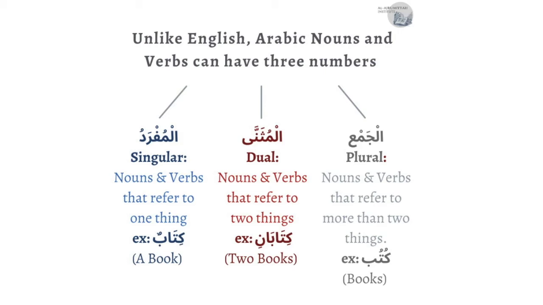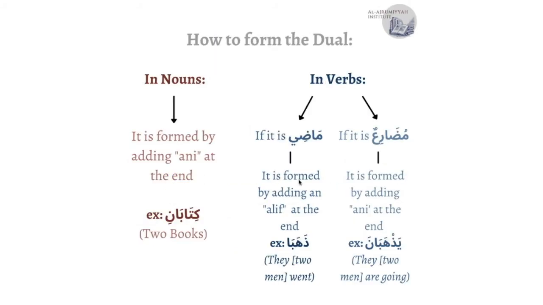Now the question may be, how can I put a word or a verb on the dual form? So how to form the dual? There's a way to do it in nouns, and there's a way to do it in verbs. In nouns, it's very simple. It is formed by adding ani at the end. So I take any word and I put ani at the end, and it becomes the dual form. Kitabun means a book. Kitabani, 2 books. Sayaratun means 1 car. Sayaratani, 2 cars. Sa'atun means 1 watch. Sa'atani means 2 watches. Maktabun means a desk. Maktabani means 2 desks. And the list goes on.